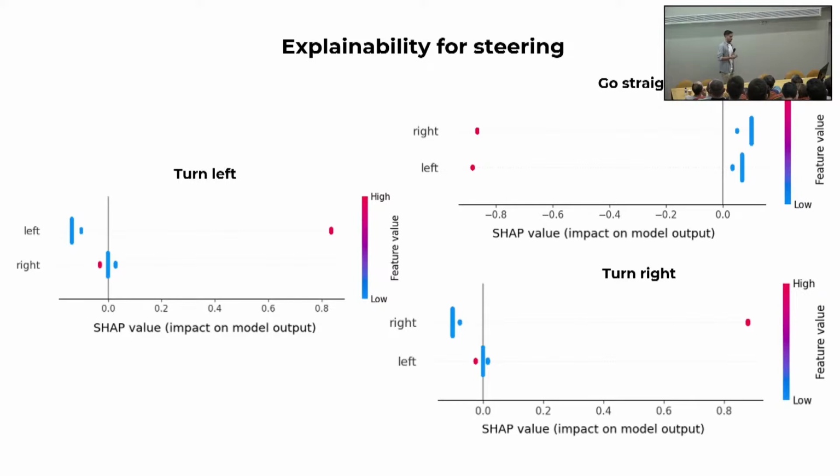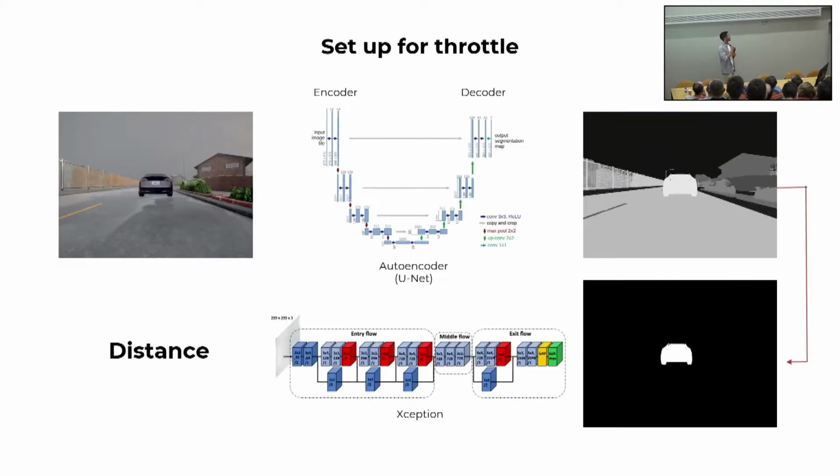Moving to the throttle part, or throttle slash brake. The process is the same, but then we are only focused on the leader, and we are using this image to predict the distance to the leader. We take advantage of transfer learning to help speed up the training process, and in this case, we are using Xception. Basically, we are removing the last layer, which is an output layer with 1,000 nodes with a softmax activation function because of the ImageNet dataset. And here, we are using only one node with a linear activation function to predict the distance.